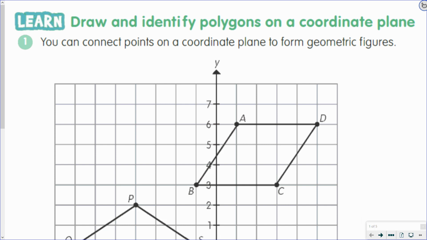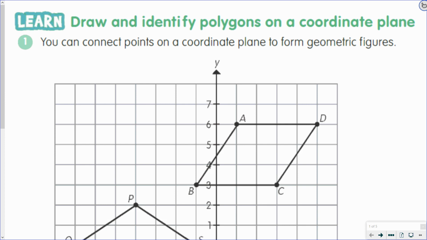For today's lesson, we're going to continue working in the coordinate plane, and we're going to connect points on a coordinate plane to form geometric figures. So our first task today will be to plot the points. Then we will need to connect the dots to create that geometric figure. And then our third and final task will be to give the best name for that figure.